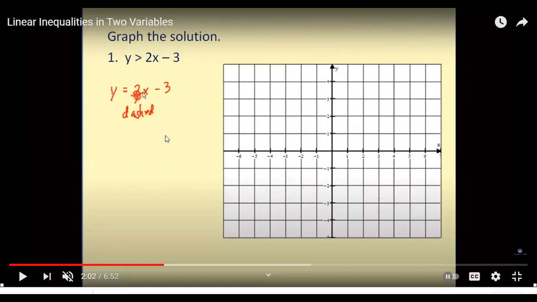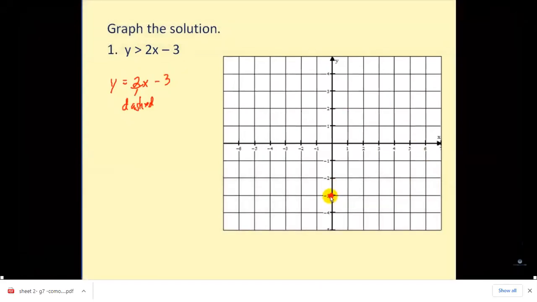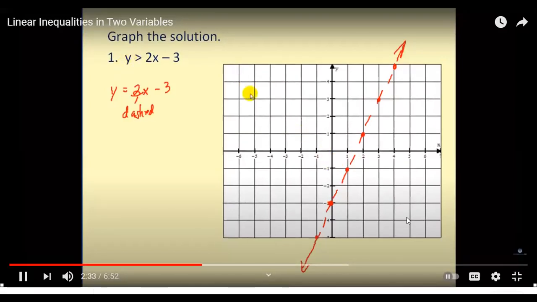So we will watch the video, then I will stop and come back to ask anyone. As 2 over 1, our y-intercept is negative 3. From here, we'll go up 2, right 1, several times to find additional points. And before we sketch it, remember it's going to be dashed because the line is not part of the solution. Now we either have to shade above or below the line. Because it says greater than and it's all solved for y, we are going to shade above. But let's just pick a test point.